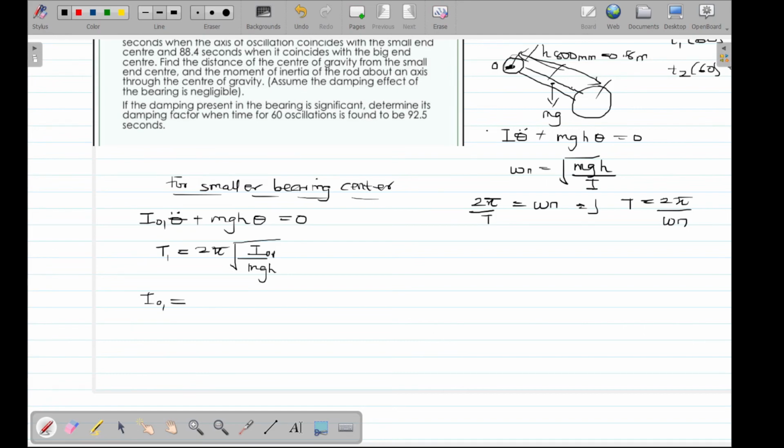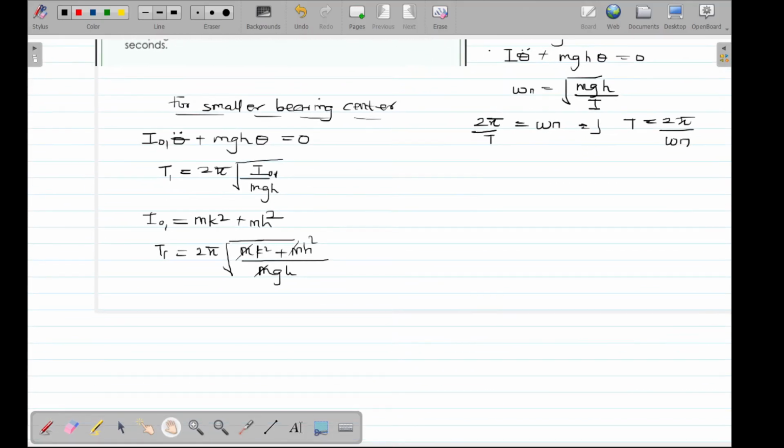But here it's I at O1 for the smaller one. So the moment of inertia when the smaller one is used about the point O will be equal to mk squared plus mh squared. So if you make that substitution, we can say T1 is equal to 2 pi square root of mk squared plus mh squared all over mgh. So m will cancel m. So from here we can see T1 is equal to 2 pi square root of k squared plus h squared all over gh.